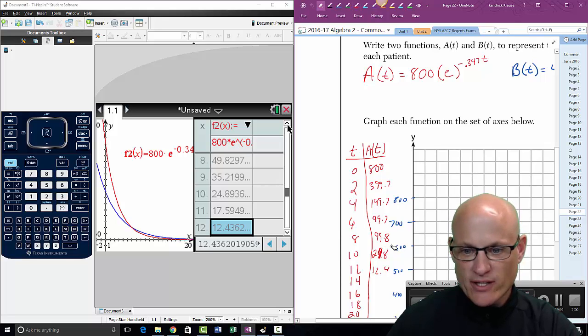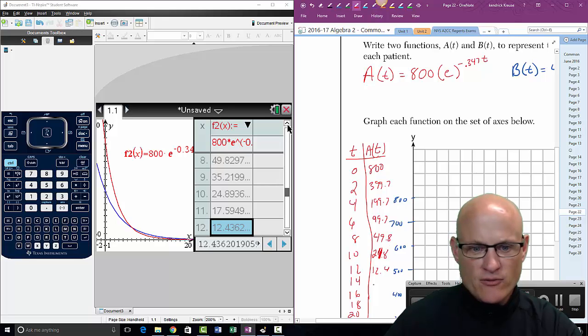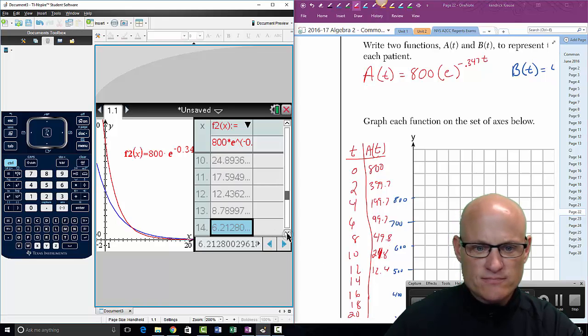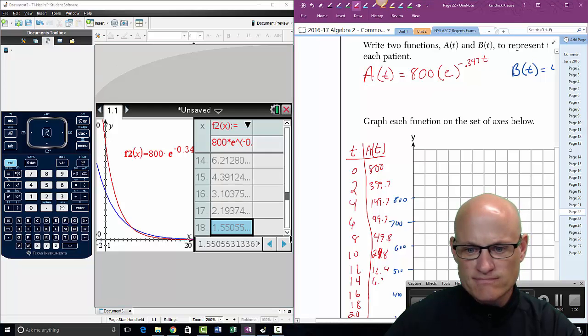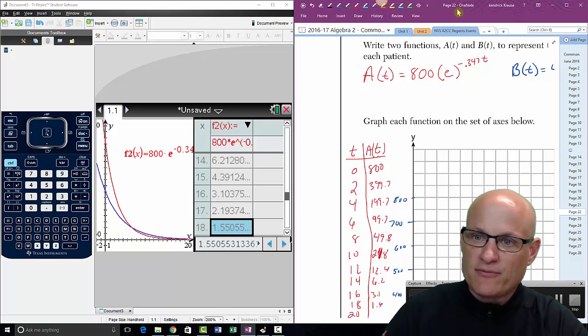Every time I write a 4, I don't even know what that says. What was 8? 49.8. 14 is 6.2. 16 is 3.1. 18 is 1.6. And I think you get the picture. That's plenty to graph.